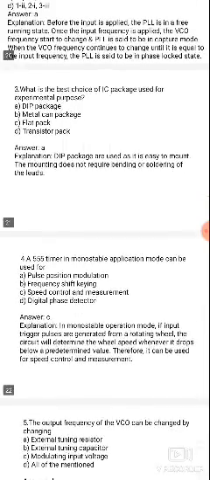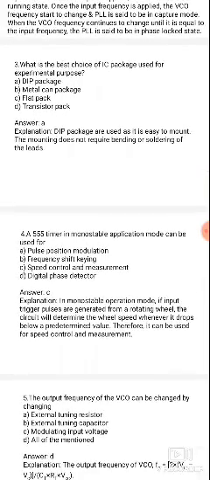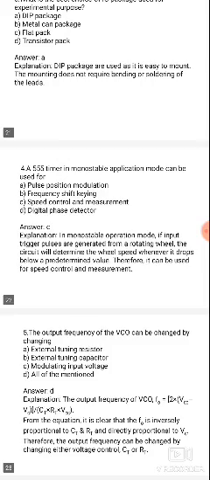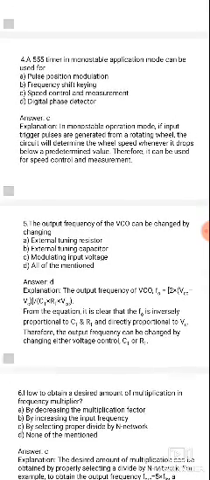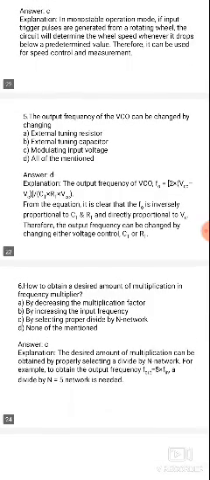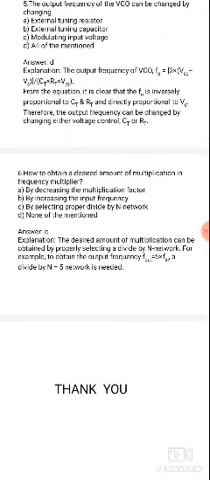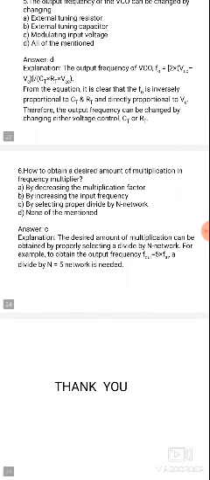IC packages: dual inline is the best package, which doesn't require much soldering or bending of leads. Next, monostable multivibrator works in speed control measurement. VCO changes depend on the external resistor, capacitor and applied input voltage, the control voltage VC. Next, the desired multiplication is obtained by properly selecting the divide by n network.